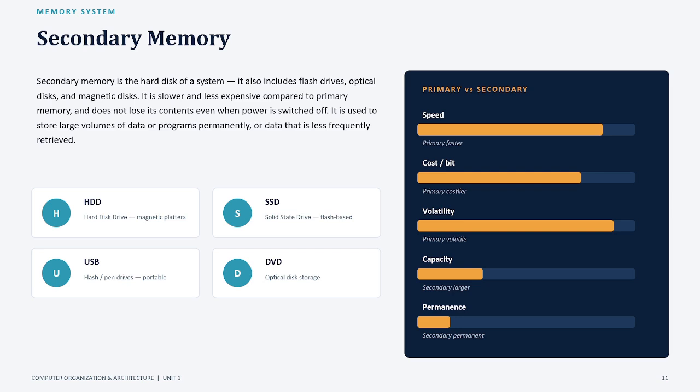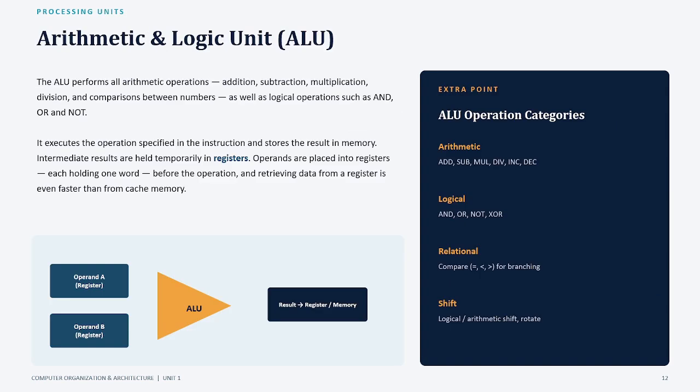And this is the secondary memory. It is the hard disk of a system. It includes flash drives, optical disk, and magnetic disk. It is slower and less expensive compared to primary memory and does not lose its contents even when power is switched off. It is used to store large volumes of data or programs permanently, or data that is less frequently retrieved. And here is the comparison between primary versus secondary memory.